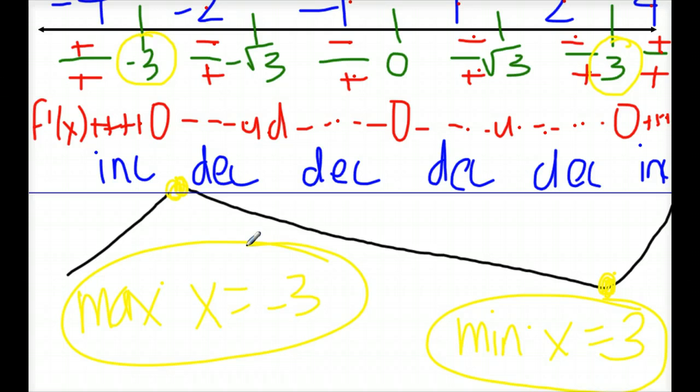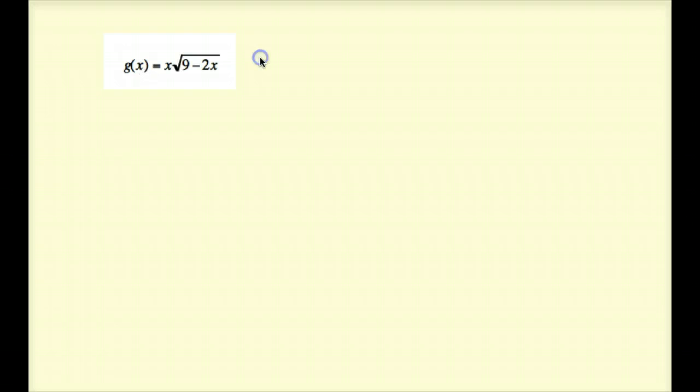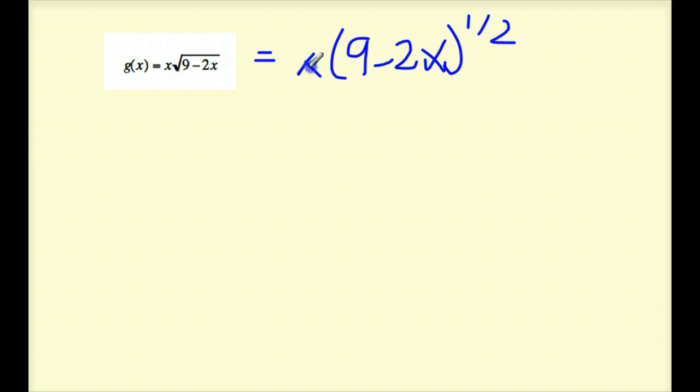Alright, let's take a look at the last problem in this section. And if you notice, this is going to use the product rule. So let me rewrite this to make it easier on our eyes. This is equal to x times (9 minus 2x) to the 1/2. Right? Let's take the derivative.